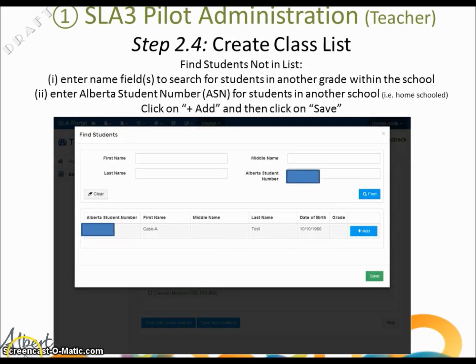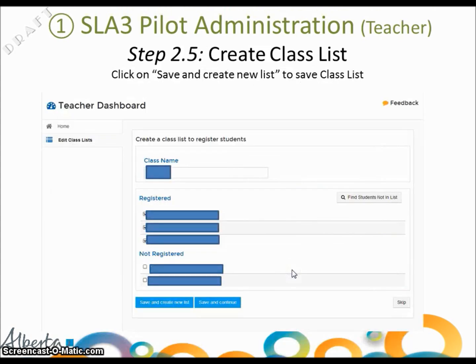The easiest way to find a student is to type in their Alberta student number. Once you hit find, they will show up down here. And if that is the correct student, go ahead and click add and then save. And now they'll be added to your list. When you're ready, just click Save and Continue.